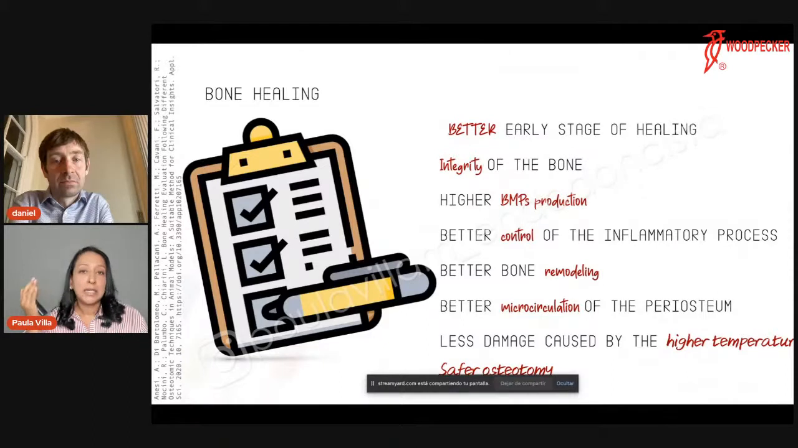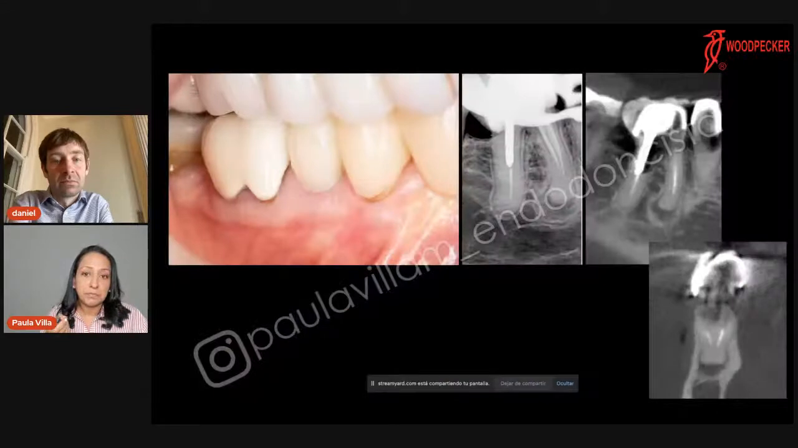We will have higher BMP production. We will have faster healing of the bone, better control of the inflammatory process, better bone remodeling, better microcirculation. I mean, all the results are better for the piezosurgery devices compared to rotating devices.